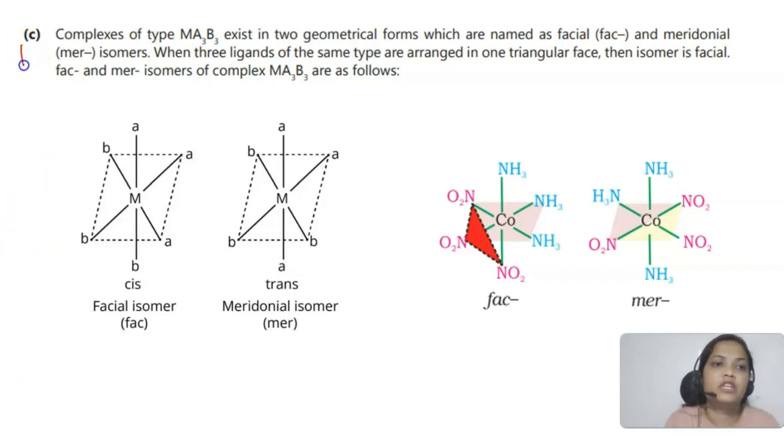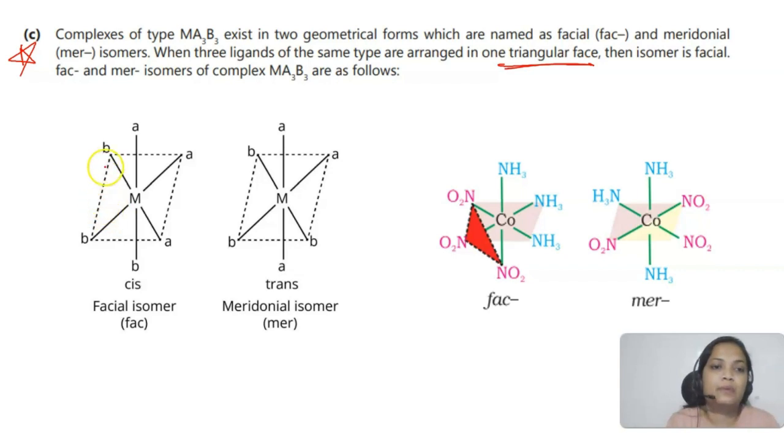Now this is again very important. Okay, facial and meridional forms. A3B3, अब 3 ligands अगर same हैं, so octahedral में you know that they form this octahedron, right? If we 3D में देखें, so they will form octahedron. Now there are 2 forms, facial and meridional. तो 3 ligands same तरह के होंगे. अब वो 3 ligand अगर ऐसे arranged हैं that they form one triangular face of the octahedron, so then that will be the facial isomer.